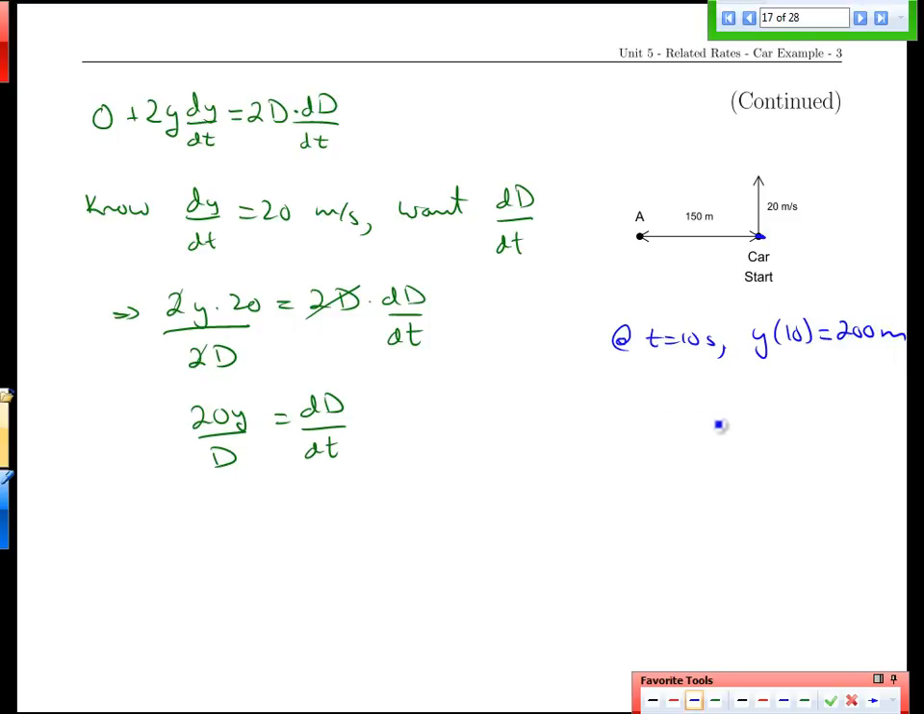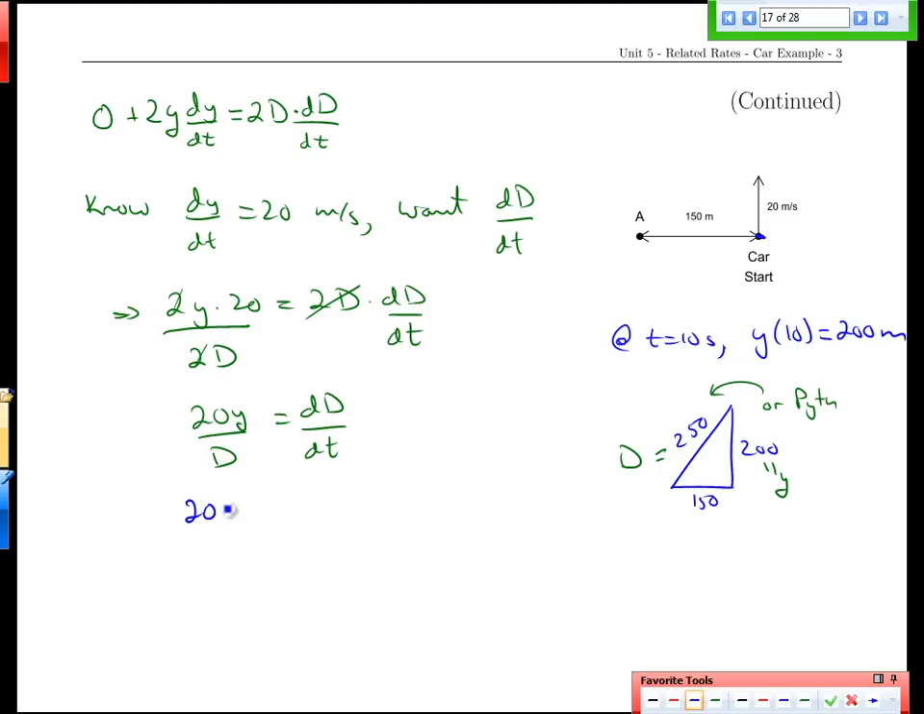And if y is 200 meters, we can draw the triangle, 150 on one side. We just calculated 200 on the other. And if you look carefully, this is a 3, 4, 5 triangle. It'll be 250, or you can use Pythagoras if you prefer. And that'll give us the last distance. So at the particular instant we're curious about, we would have y equal to 200, and d, the distance to the observer, being 250.